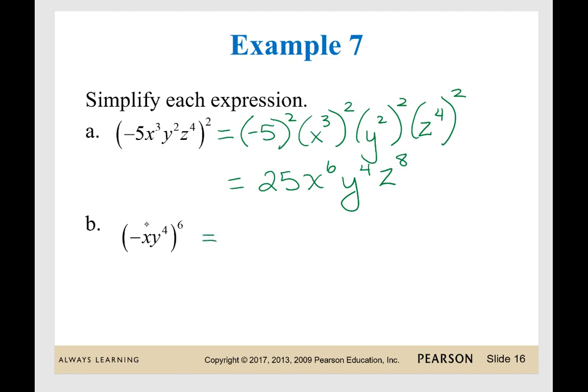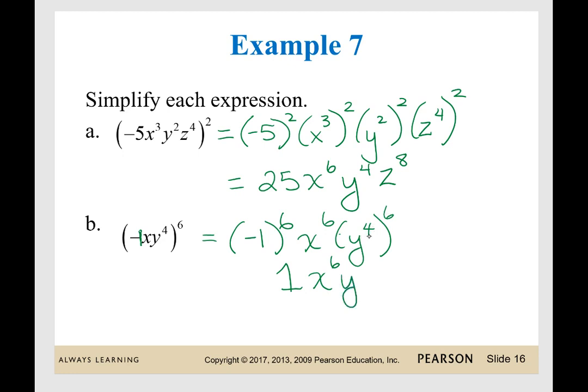All right, next example, same thing. This has a coefficient of -1. So -1 is going to get raised to the 6th power. The x is going to get raised to the 6th power. And the y to the 4th is going to get raised to the 6th power. So -1 to the 6th power. Again, if you're going to put it in your calculator, make sure that you use the parentheses around it. So -1 to the 6th power is 1. X to the 6th. And then y to the 4th to the 6th.